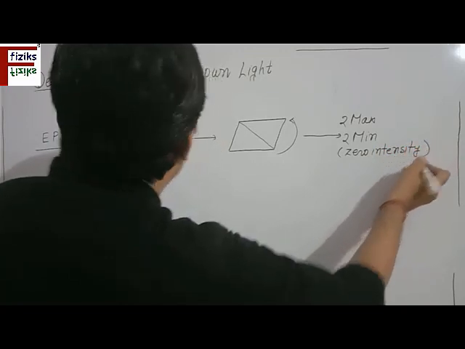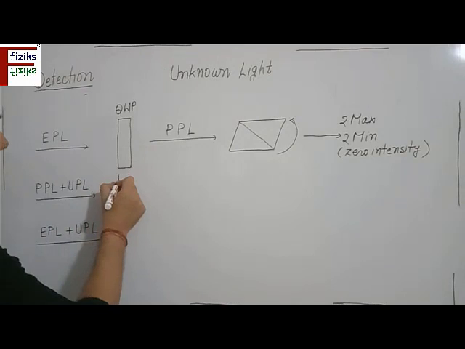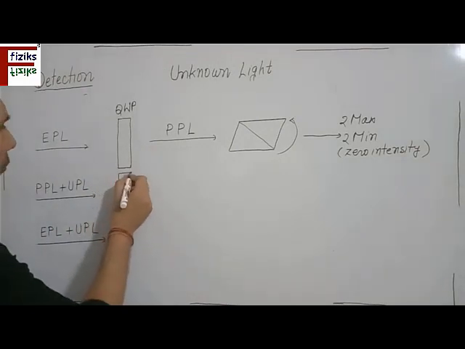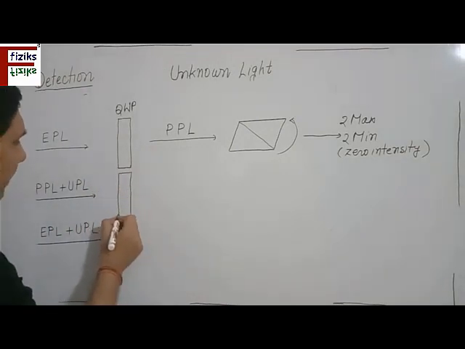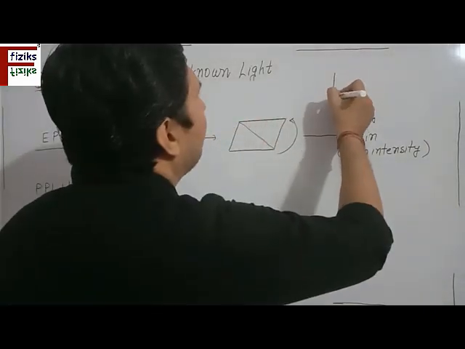This can be the first situation. In the second situation, we are passing the unknown light through the quarter wave plate, and suppose this unknown light is a mixture of PPL plus UPL. So now this is PPL plus UPL, and the situation is like this.